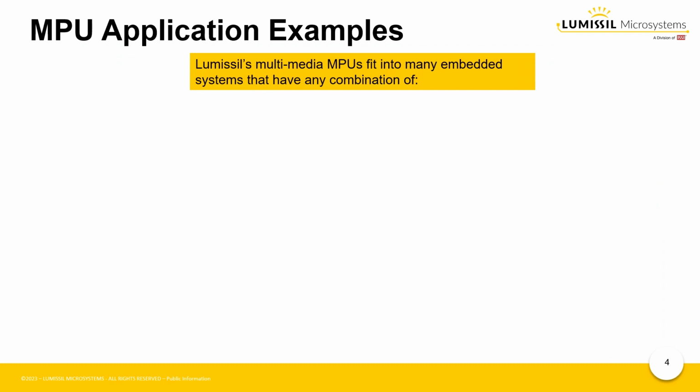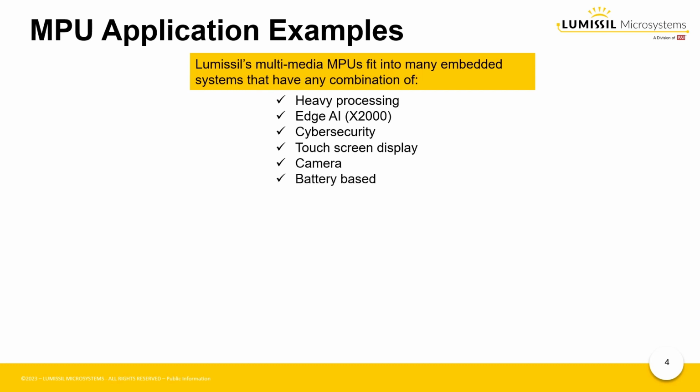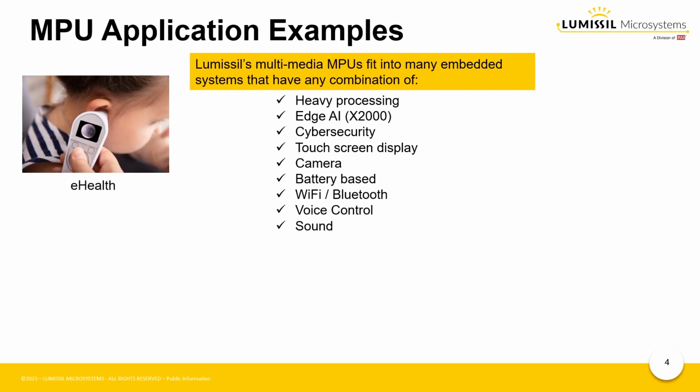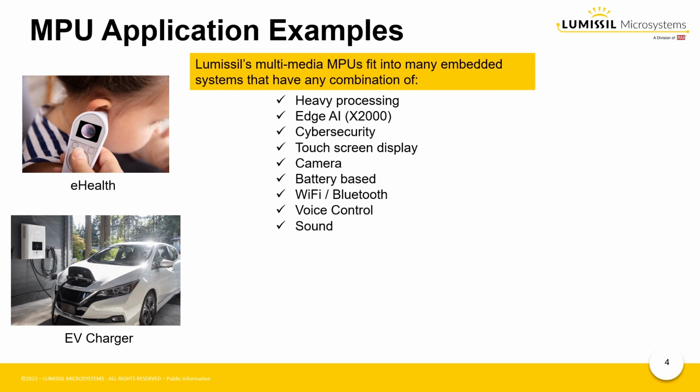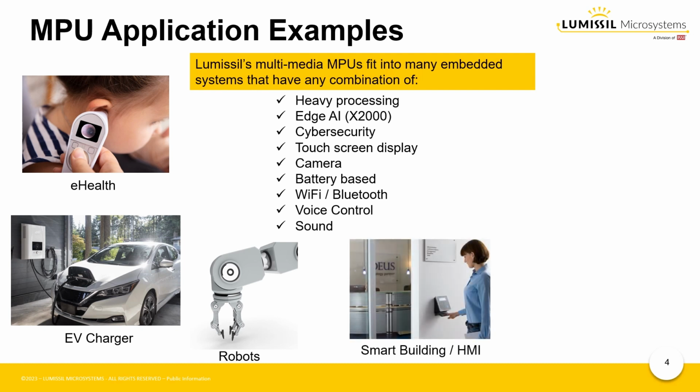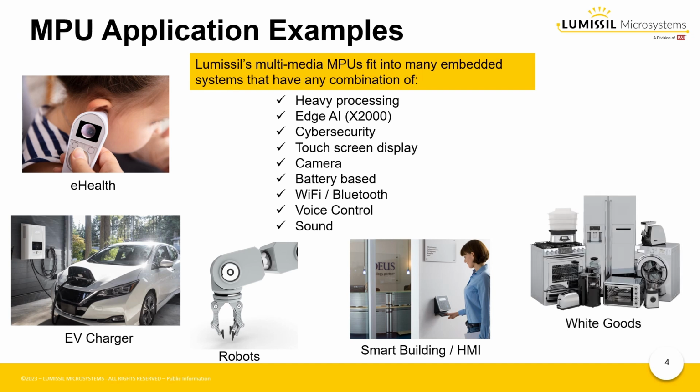Lumissil's MPUs fit into many applications. They are good for any application that has a combination of heavy processing, Edge AI, cybersecurity, touchscreen display, camera. It's battery-based or is connected through Wi-Fi or Bluetooth, uses voice control, or creates some kind of sound. Some examples of applications already in the market are eHealth products such as home-based scopes, EV chargers such as level 2 or level 3 EV chargers, robots either for navigation or operation, smart building HMI such as using biometrics for access, white goods HMI, and barcode readers.